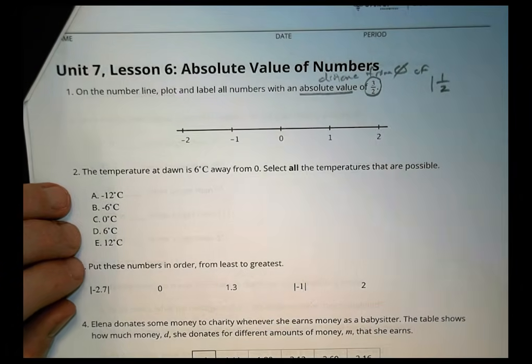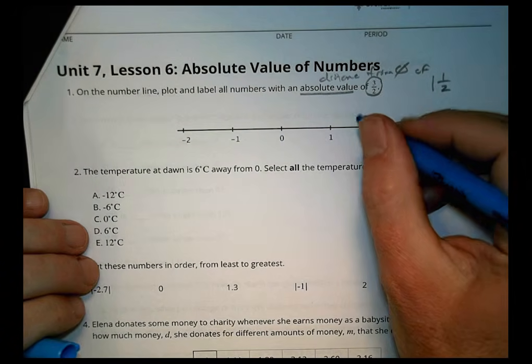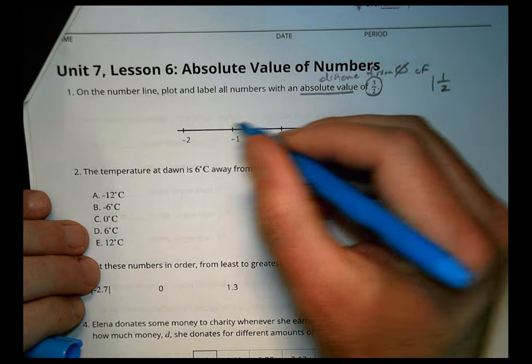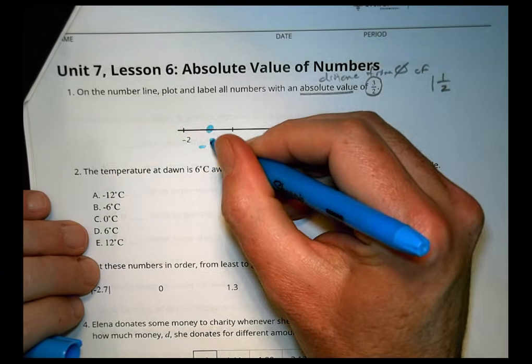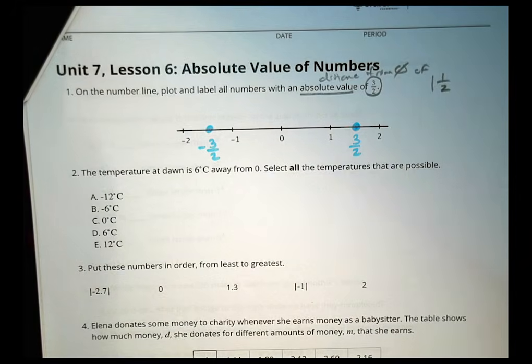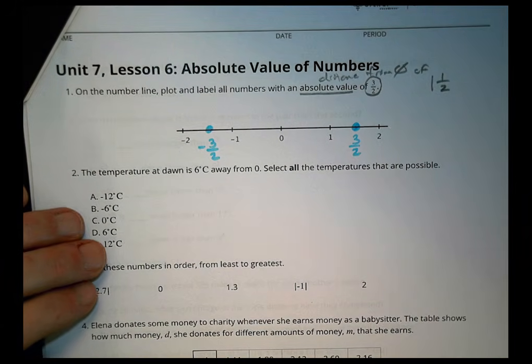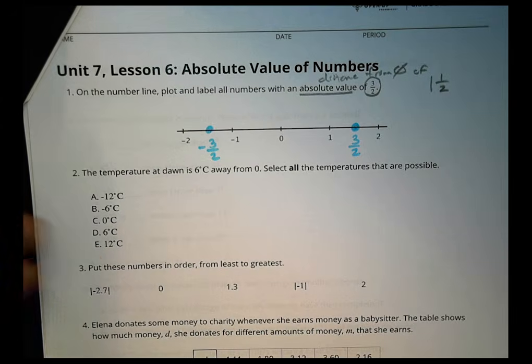So what would that mean for us? Well, it means that I have one over here at positive 1.5, and I have one over here at negative 1.5, or negative 3 over 2. Those become the two points that are both the absolute value of 3 over 2, and that shows that distance there.